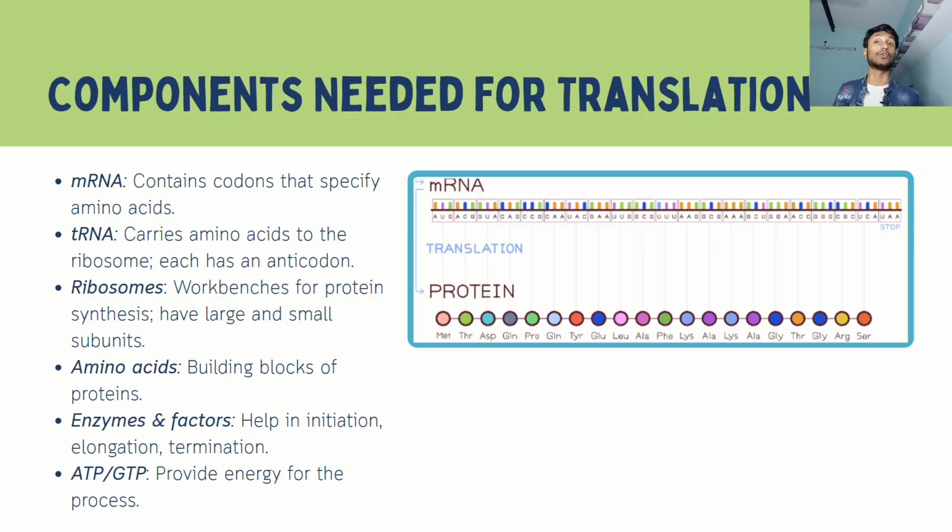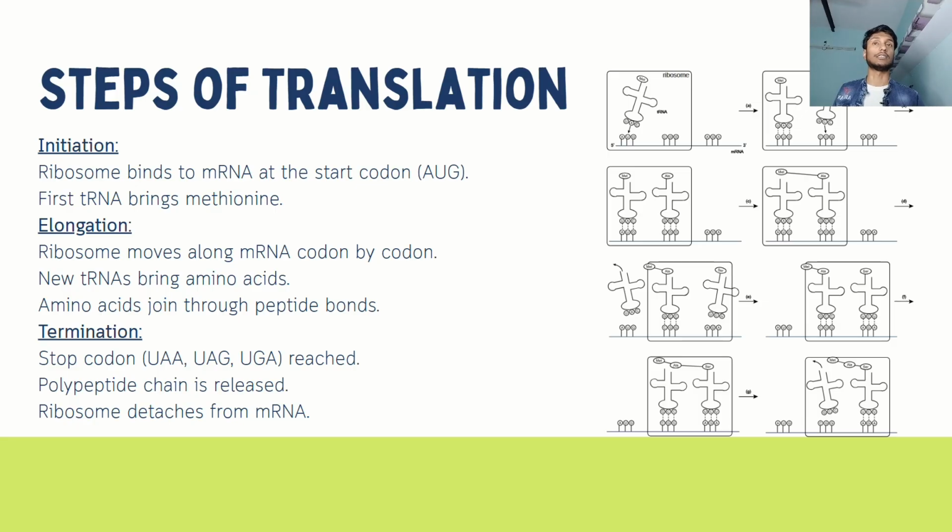mRNA contains codons that specify amino acids. tRNA, that is transfer RNA, carries amino acids to the ribosome. Each has an anticodon, the reverse of the codon. Ribosomes, the workbenches of protein synthesis, have large and small subunits. Amino acids are the building blocks of proteins. Enzymes and factors help in initiation, elongation and termination. ATP and GTP provide energy for the processes.